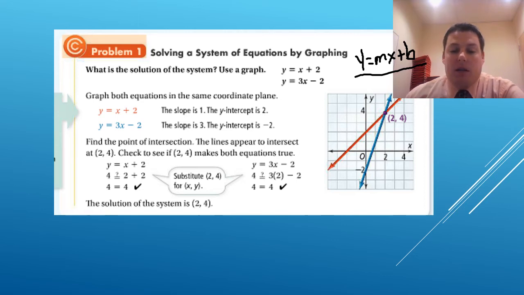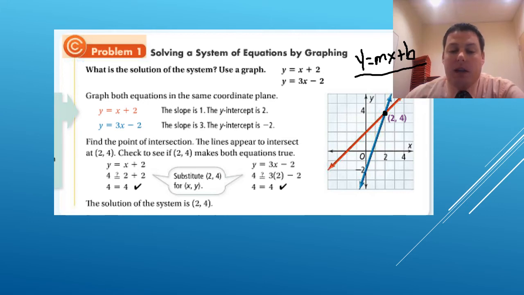So in this graph here, they graphed each line. Y equals x plus 2 is the red one, y equals 3x minus 2 is the blue one, and they want to know where they intersect. Well, as you can see on this graph, they intersect at 2, 4.